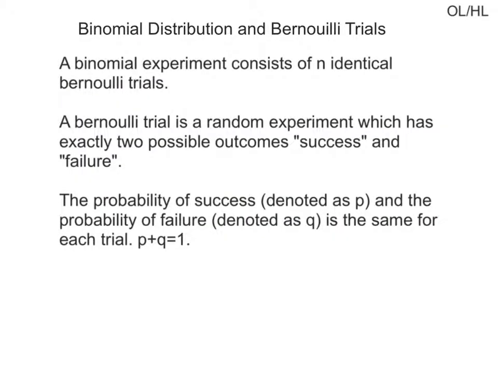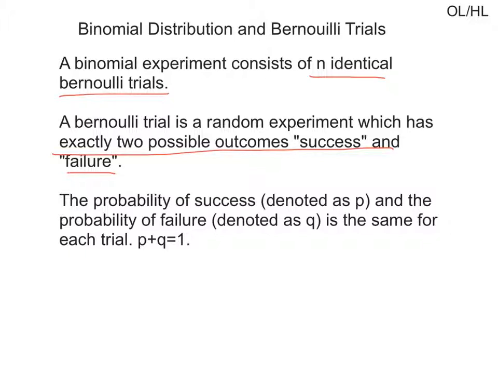There are a few things we need to know about binomial experiments and Bernoulli trials. A binomial experiment consists of n identical Bernoulli trials. A Bernoulli trial is a random experiment which has exactly two possible outcomes, success and failure. For example, if we flip a coin, it has two outcomes, heads or tails. Heads could be deemed the successful outcome and tails could be deemed the failure outcome.